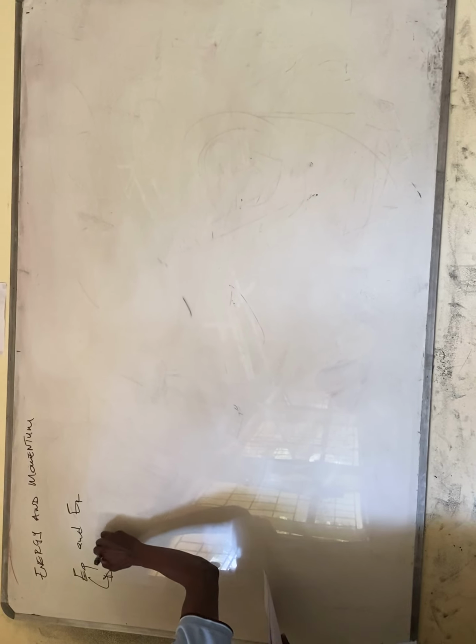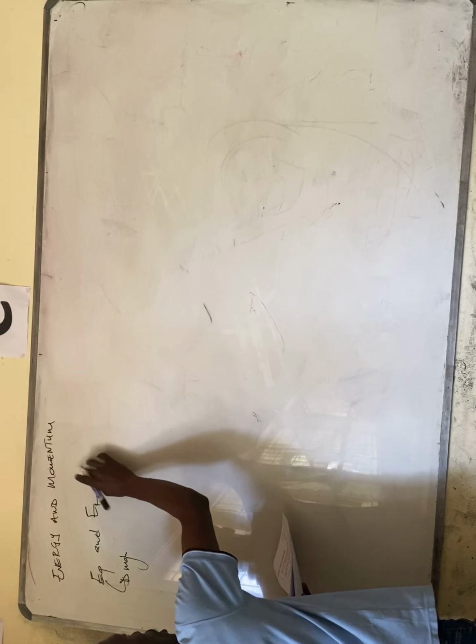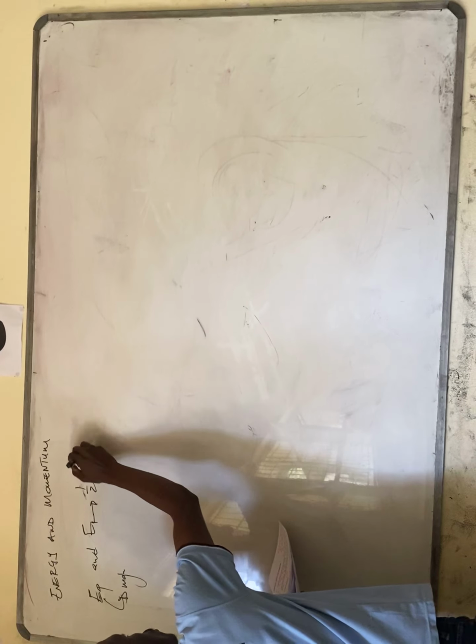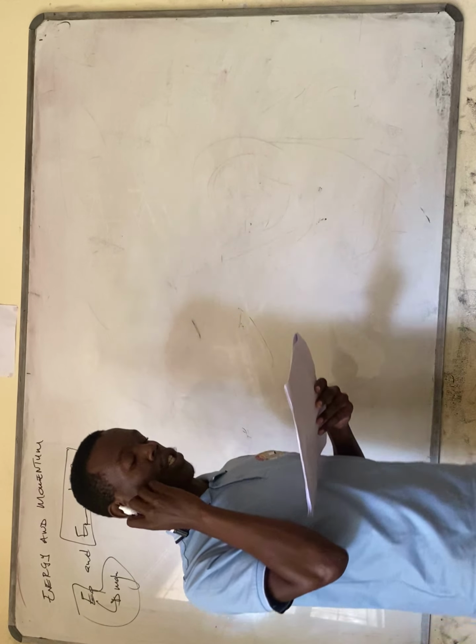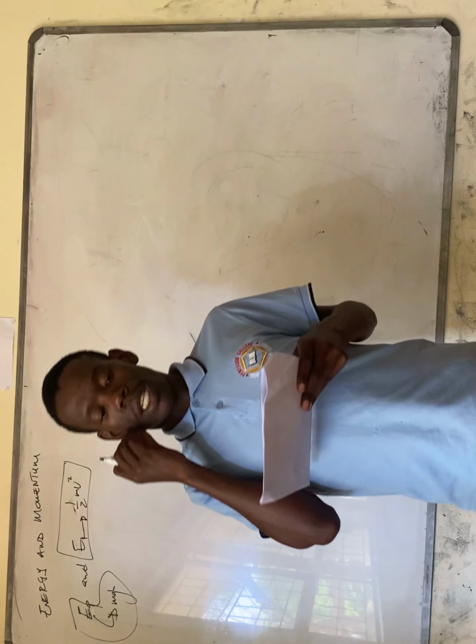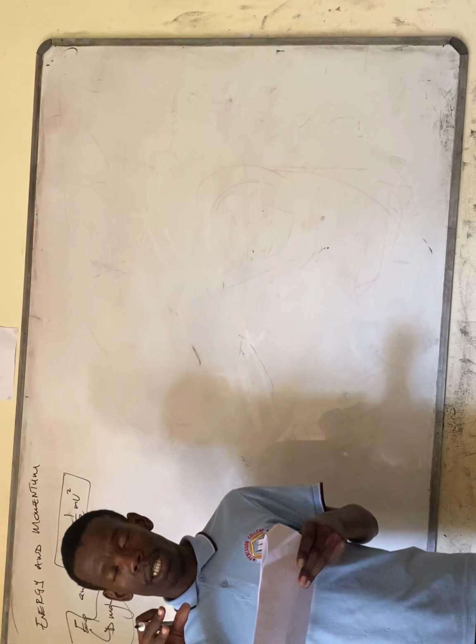The formula for EP is mass times g times h, and this one is the same as one over two m v squared. And we can explain the difference between this and this from our formula sheet. We can say EP, which is potential energy, is the energy a body possesses due to its mass and height.